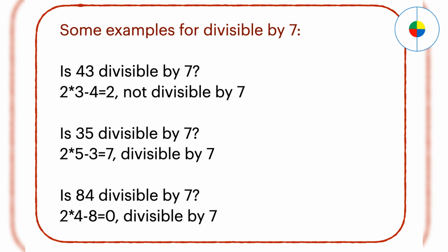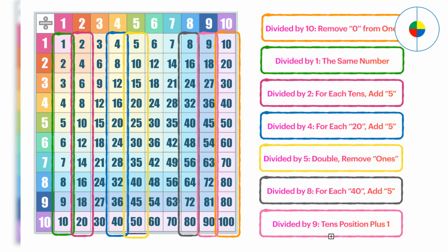Is 84 divisible by 7? The ones digit of 84 is 4. 4 times 2 is 8. The remaining part is 8. 8 minus 8 is 0. So it's divisible by 7. Now you have a better understanding of the rule for divisible by 7. Then, here are some simple rules for the division chart.